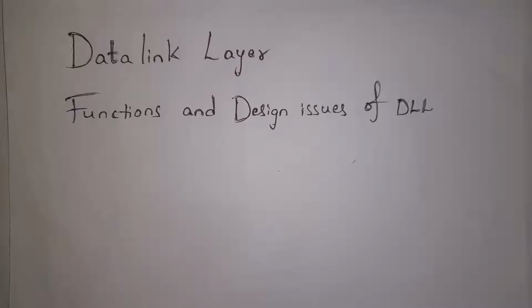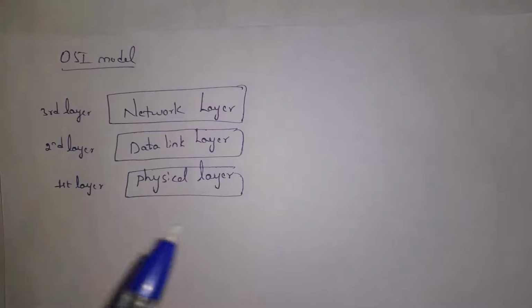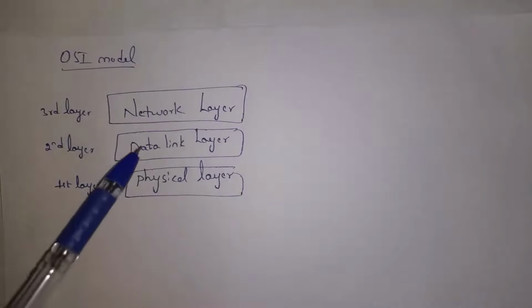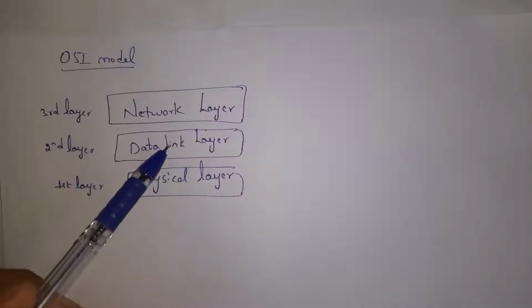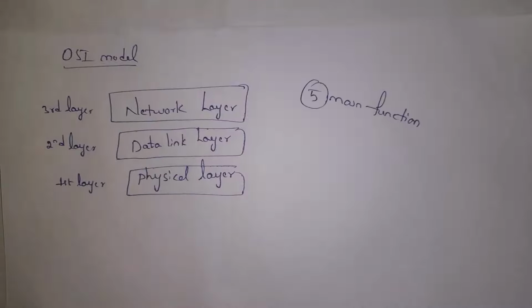Let's get started. Data link layer is the second layer of the OSI model. It is present above the physical layer and below the network layer. Guys, data link layer will perform 5 main functions. I will explain each of them in detail.